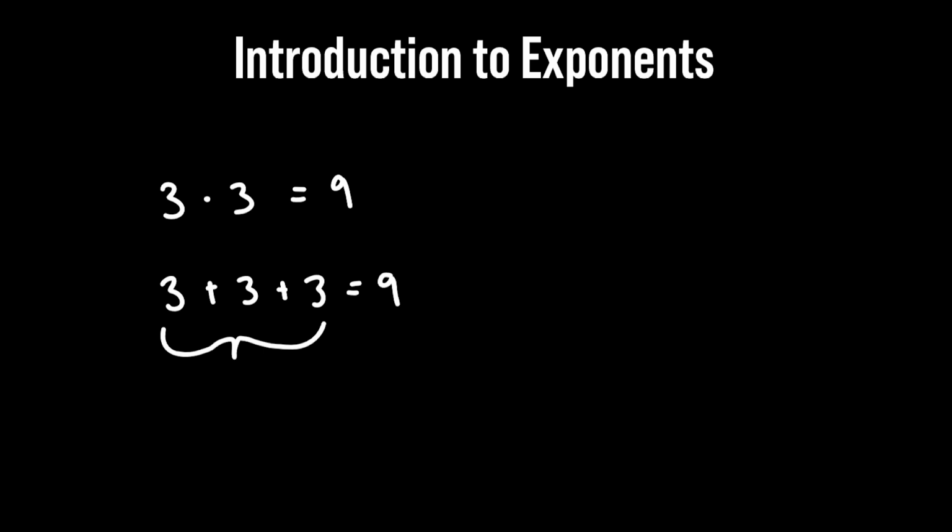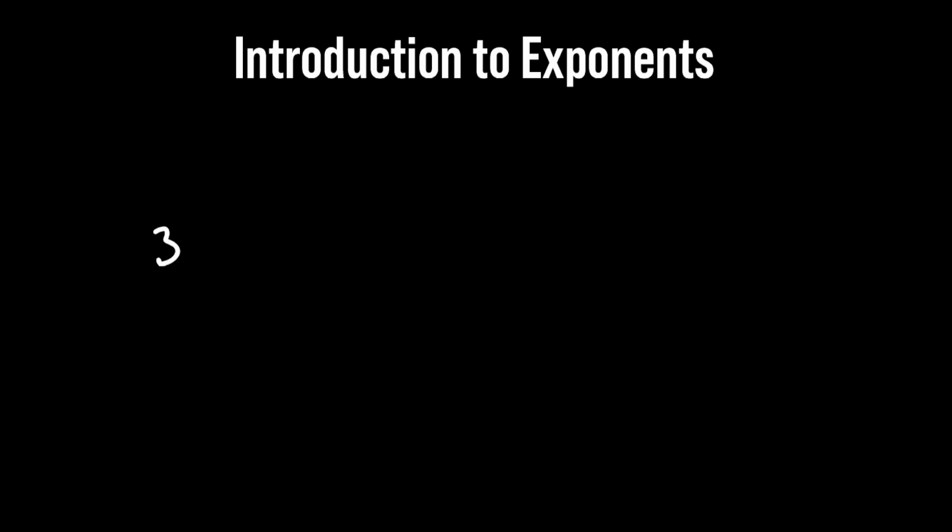So instead of saying 3 times 3 times 3, which is 27, exponents are like 3 to the third power, which is equal to 27. That's how you write it out. So multiplication is repeated addition, and exponents is repeated multiplication.